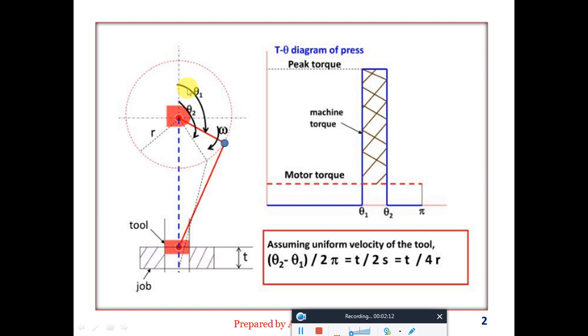The flywheel stores energy, compensates the fluctuations, and provides a uniform motion. So here, assuming the uniform velocity of the tool, the angular displacement of 2 pi radian, that is for a 360-degree revolution, is considered as T by 2s, or we can say T by 4r.